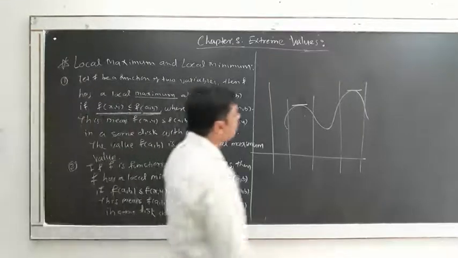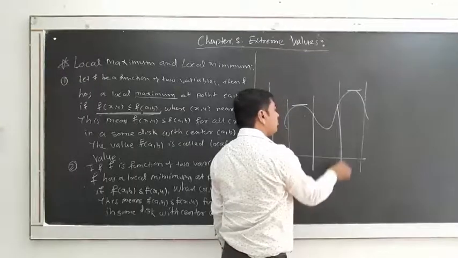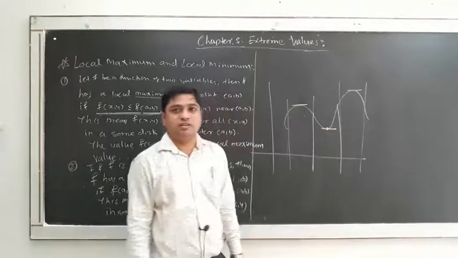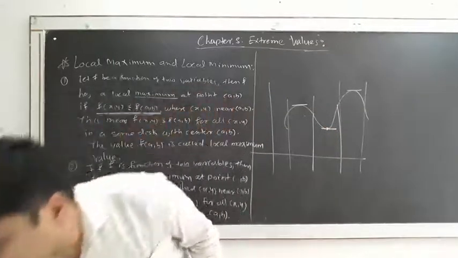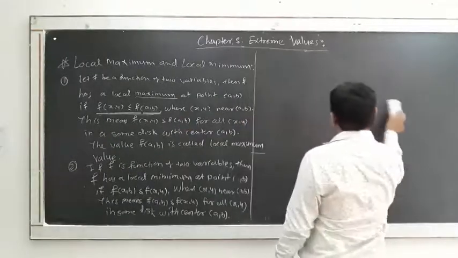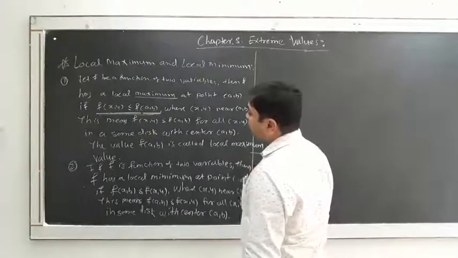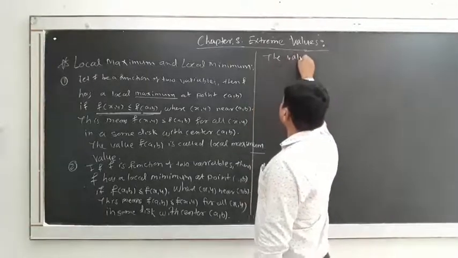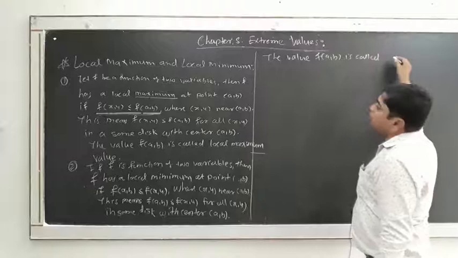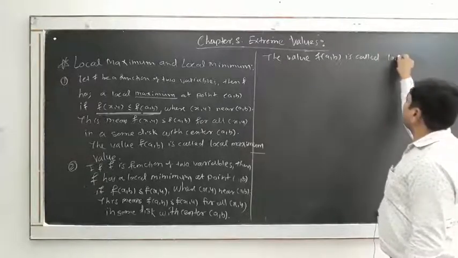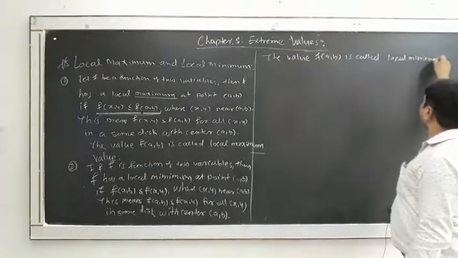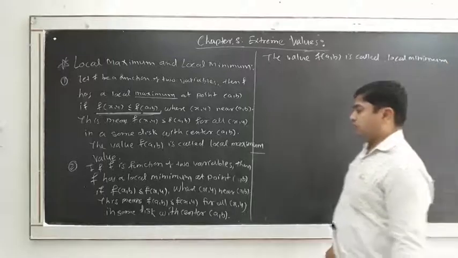Here in this region, this point is our local minimum, as we can say for the one variable function. Now the value f(a, b) is called the local minimum value.